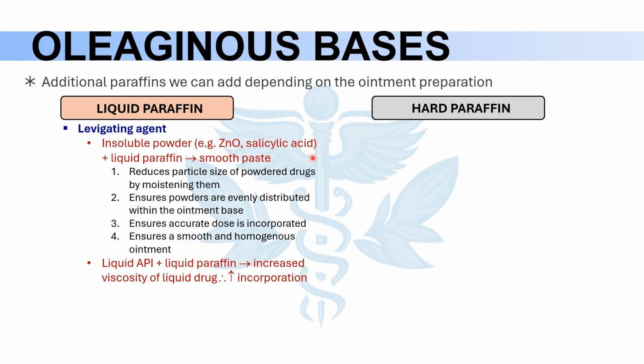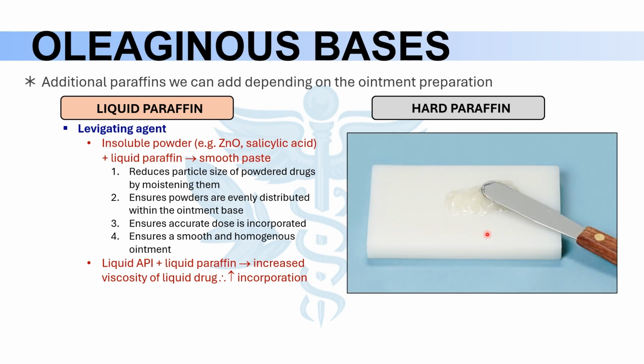Our aim is to obtain a smooth preparation at the end of the day, so we need to grind the drug particles by moistening them with a levigating agent such as liquid paraffin. So we levigate the insoluble powder to reduce the particle size by moistening them. We also ensure that the powders are evenly distributed within the ointment base. And this is what the levigation process looks like after we have finished levigating the insoluble powder. Look, it has a very smooth, soft consistency, and this is the aim.